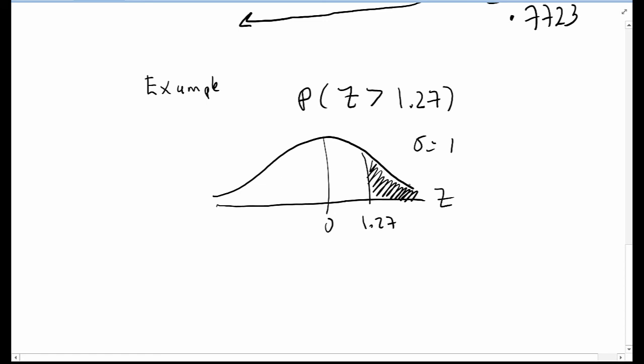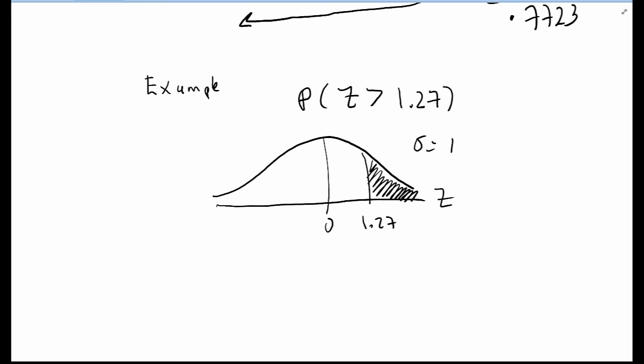So in that particular case, that area is not going to be very big, because we know that 34% of the data is between 0 and 1, and this is 1.27. So that number is going to be less than 16%, maybe 13%, 10%. But how do we find that value? This is what we can do. We can use the complement or the symmetry. What do we mean by that?